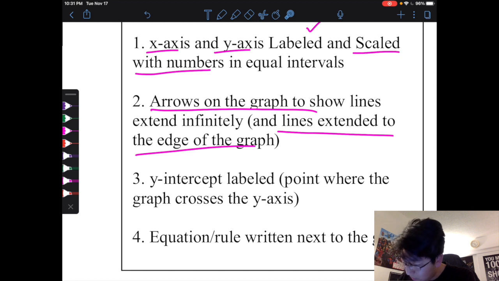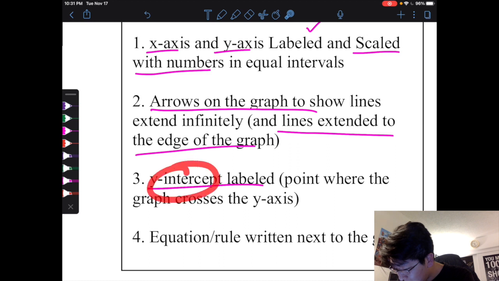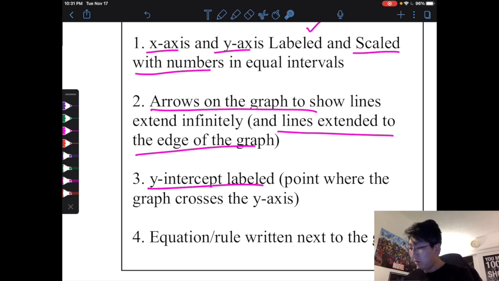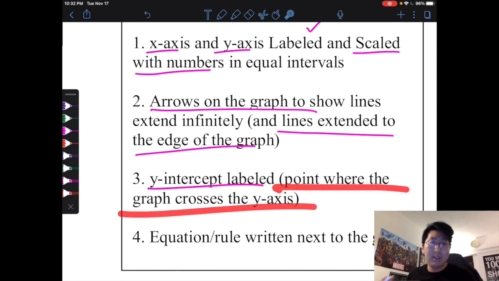The next thing we're going to talk about is the y-intercept. I want you to think of the word intercept. Not everyone here likes sports, but in football, interceptions happen when somebody crosses the path of the ball and steals it. I want you to think of the y-intercept as crossing the y-axis. So it's the point where the graph crosses the y-axis.